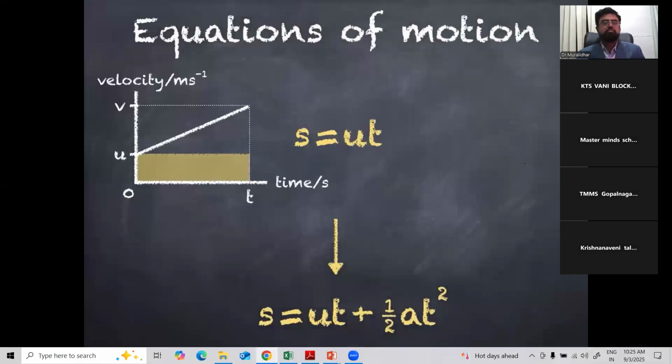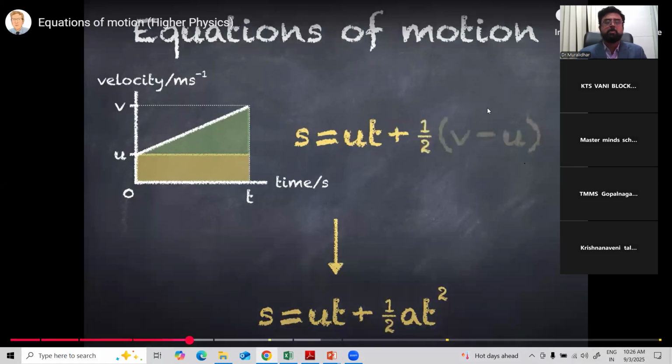The second section is a triangle. Its area is equal to half times the height times the length. The height of the triangle is v minus u, and its length is just t. So its area is half times v minus u times t.